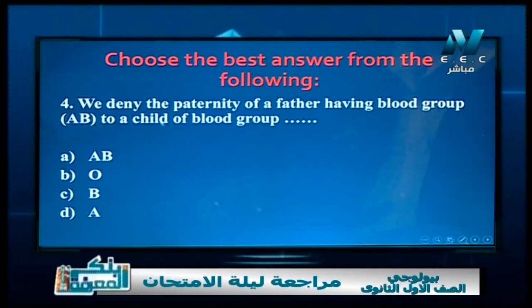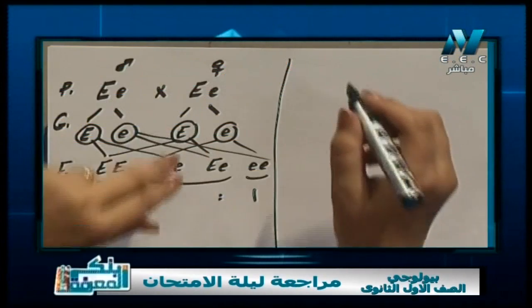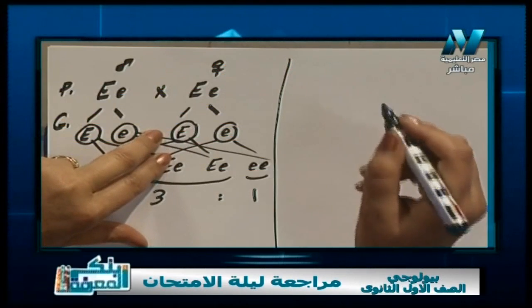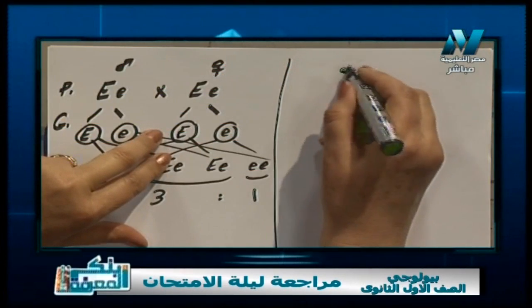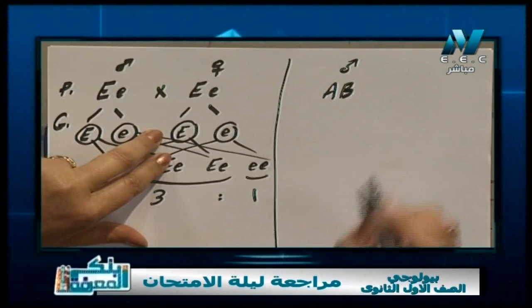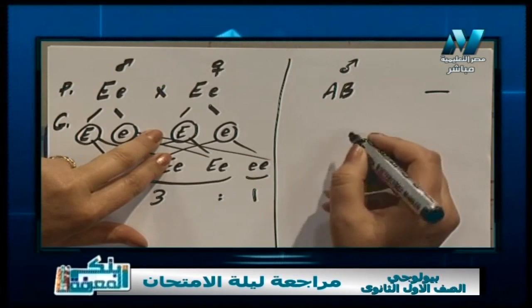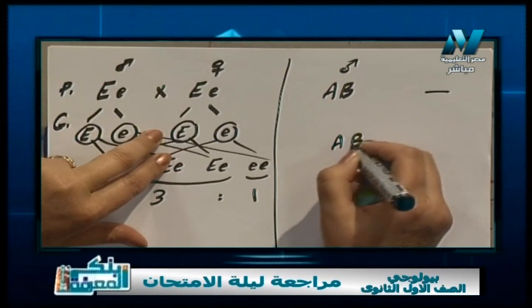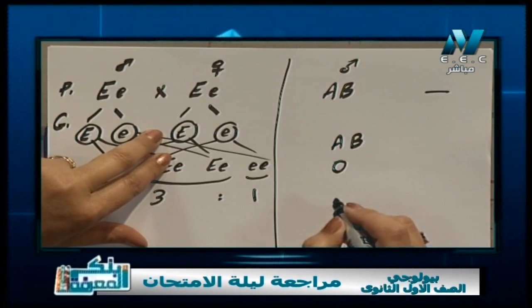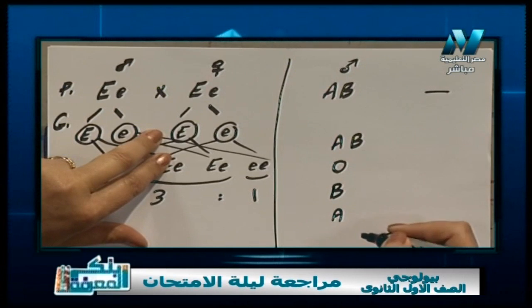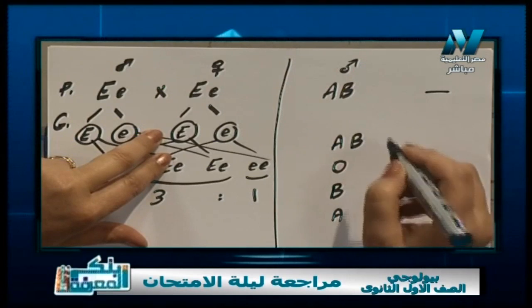Another question. We deny the paternity of a father having blood group AB to a child of blood group, which one of them? So in this case, we need to make it in details, because we need to know the genotype of each case. The father is AB, and we don't know the mother, but the child is AB or O or B or A. What is the possible genotypes for each one?